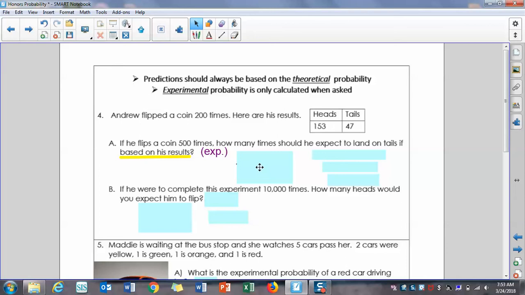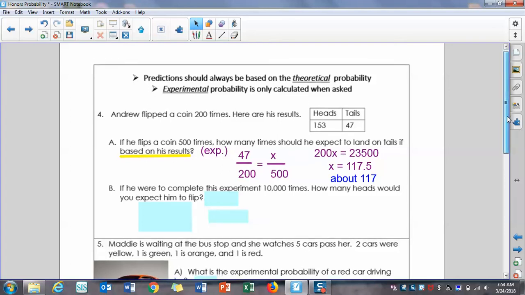So here, setting up a proportion, we have 47 tails from the table, a total of 200. They said it was 200 times that the coin was flipped by Andrew. So then x over 500. Now, let's go ahead and cross multiply to solve this. So we have 200x is equal to 47 times 500, which is 23,500. Now we want to divide both sides by 200 and we get x is equal to 117.5. Again, it's a decimal, so we can just say it's about 117 times, or about 118. 117.5 is right in the middle.